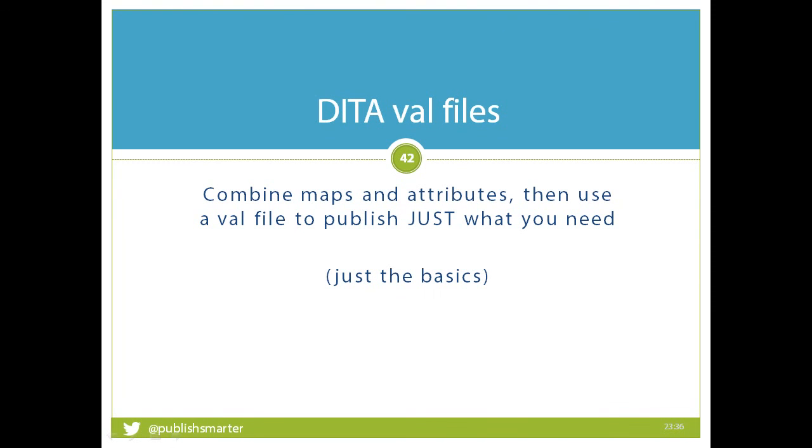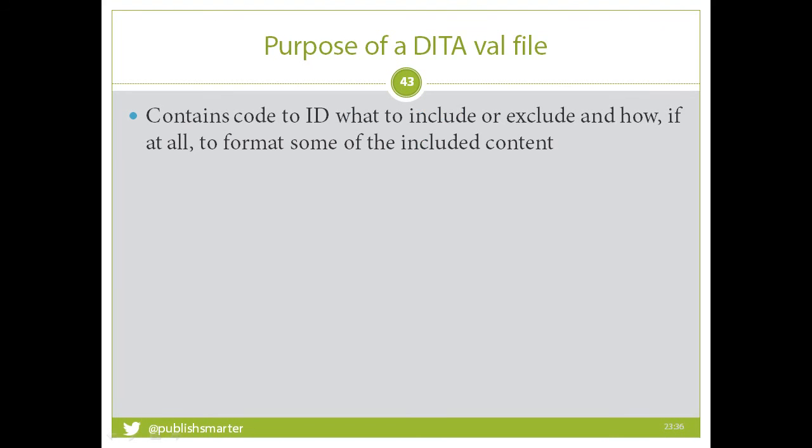If you've set up content in order to have product or platform or audience types of settings, you can combine the maps with the attributes and use something called a val, a DITA val file, to publish just what you need. And I'll talk about it and relate it back to what we just looked at where we had product, audience, platform. A val file can feel pretty complex at first, but if you look at the basics of it, it's actually a really simple statement that just identifies what to include or exclude and how, if at all, to format some content that ends up being included.